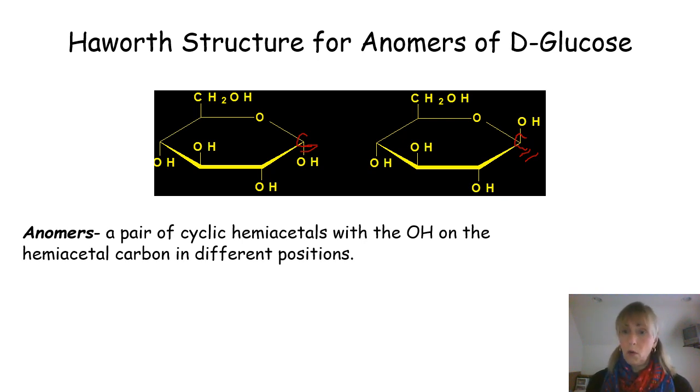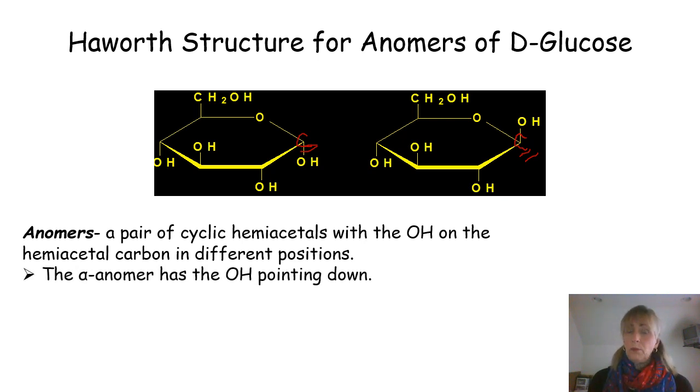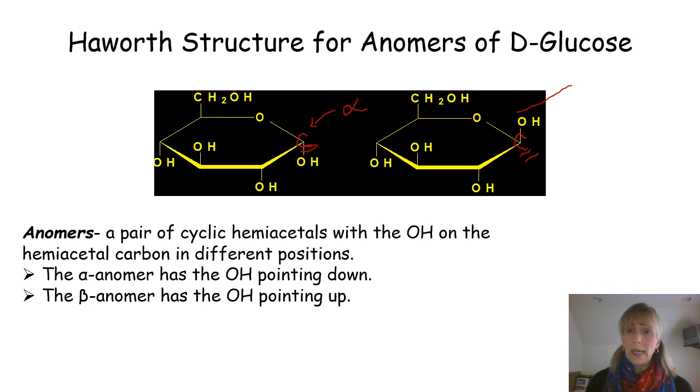These are called anomers. The one with the OH pointing down right here, this is pointing down, this is the alpha anomer. OH pointing down, alpha anomer. And the other one right here with that OH pointing up.